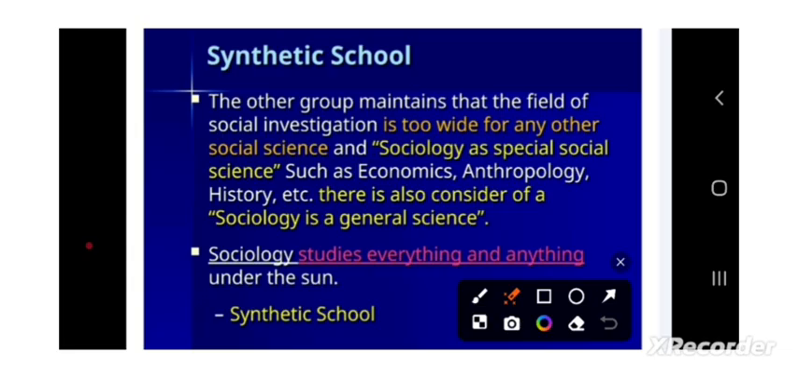The key proponent is Emile Durkheim, with social institutions and social facts. Sociology studies social facts and social institutions like religion, law and morality. So the synthetic school holds that sociology studies everything under the sun. The other group maintained that the field of sociological investigation is too wide for any other social science. Sociology is considered not as a special social science like economics, anthropology, or history, but as a general science.